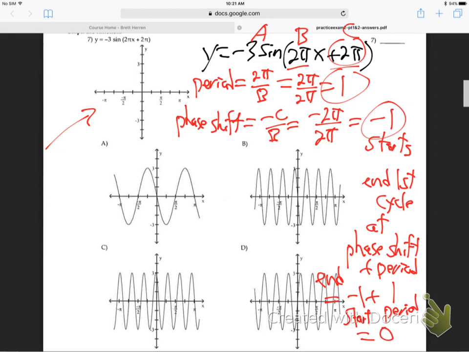So you guys tracking with me so far? That's how we use the phase shift and the period to get a little snapshot of the first cycle of the picture, the graph, right? You start at the phase shift, and then you add the period, because that's 1 cycle, and that'll tell you where the first period ends. So the first period starts at -1, and ends at 0.